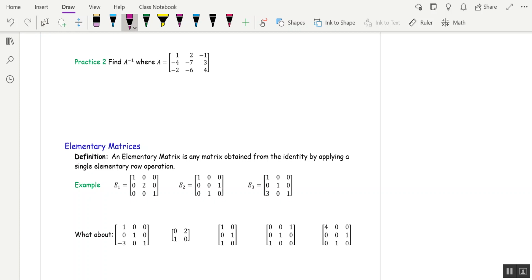This guy is elementary because what I did is I took the identity and I took twice row 2. That's one row operation. This guy is elementary because I swapped on the identity. I swapped row 2 and row 3. And this last one is elementary because I replaced row 3 with 3 row 1 plus row 3. So there's an example of each of the 3 row operations: replacement, swapping, and scaling.